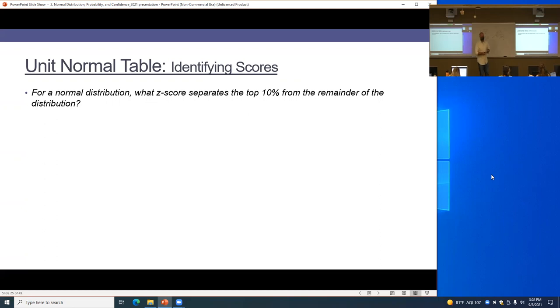I love your answer. You're actually right. Now we've got something a little bit different, so we want to separate the top 10%. 1.28 gets the top 10.03. 1.29 gets the top 9. So if you only want the top 10%, then you need to go 1.29. If you're wanting closest, then you go 1.28.